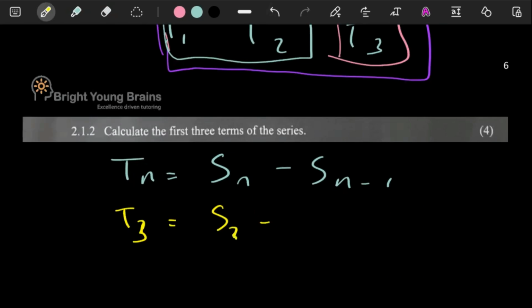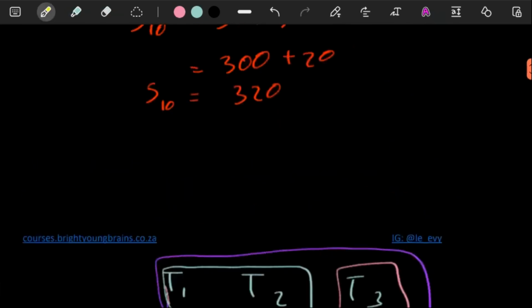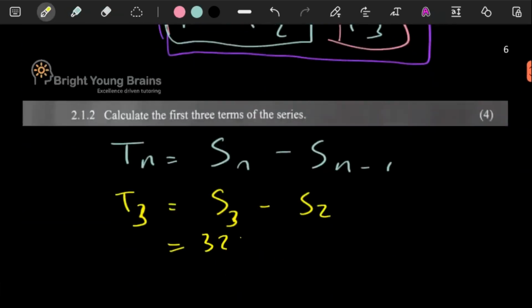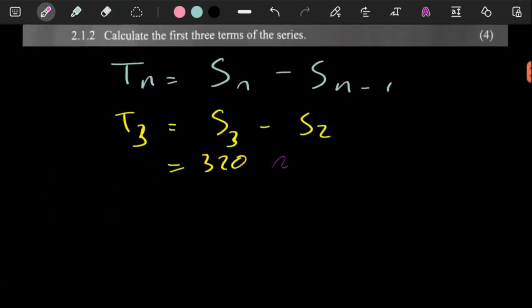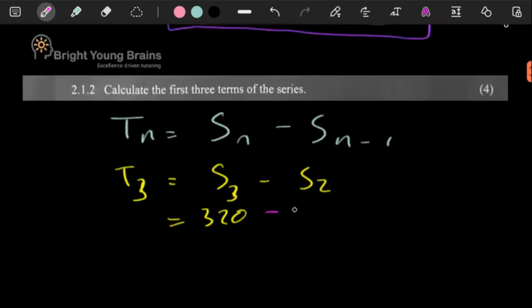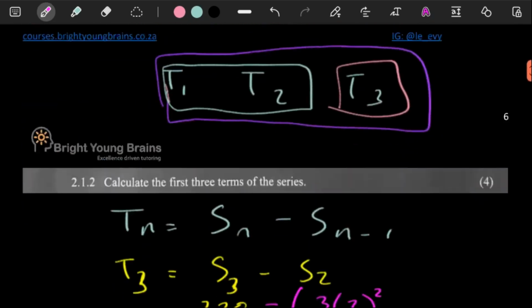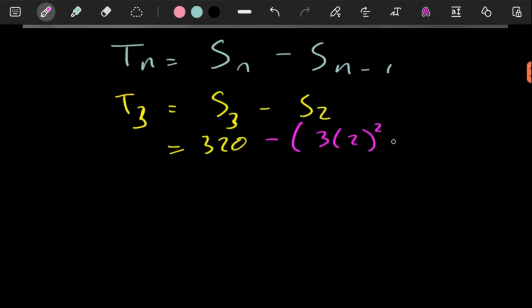T3 is going to be S3 minus S2, of which S3 we worked out to be 320. And then S2 would be, we have to use brackets here, 3 with a 2 here squared, and then plus 2n, right? So it's going to be plus 2n.